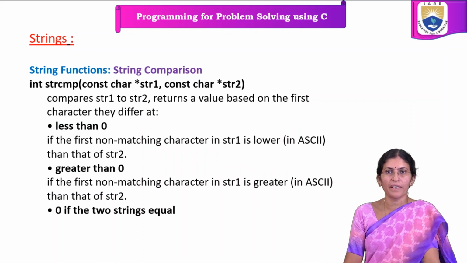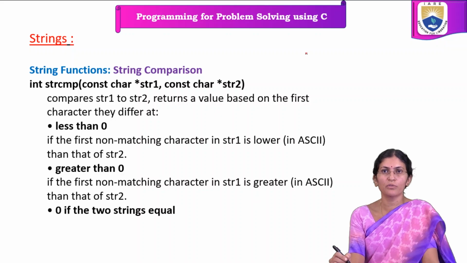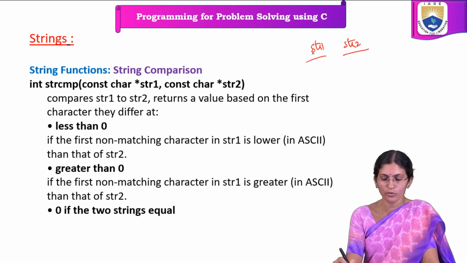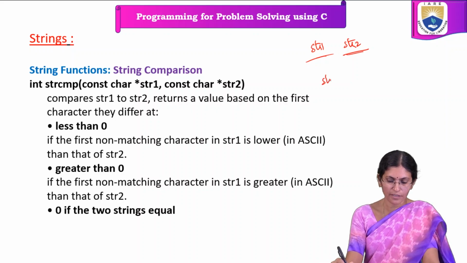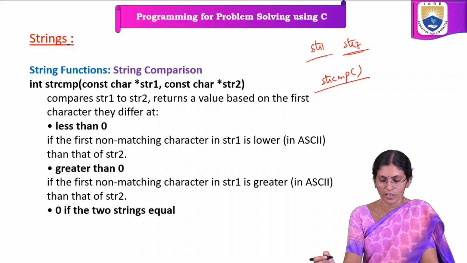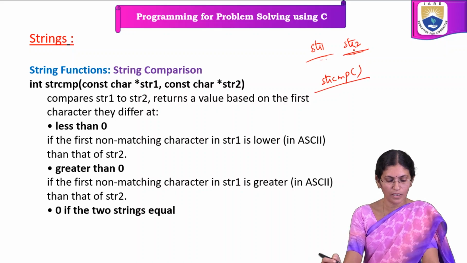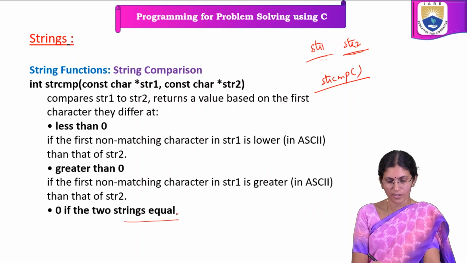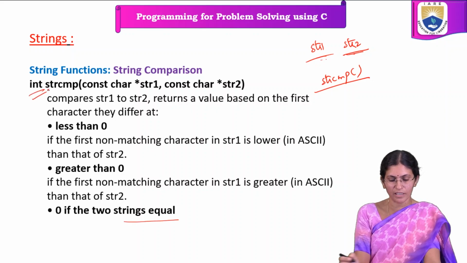Next one is string comparison. In order to compare two strings, suppose we have two strings str1 and str2. To compare these two strings, we have the string comparison function strcmp. With the help of this function, we can compare these two strings. If the two strings are equal, then it will return 0. The return type of this is an integer.